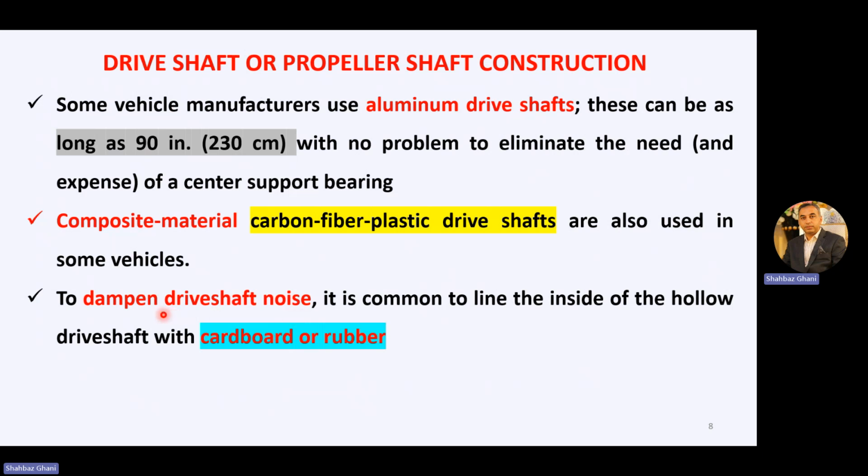it is common to line the inside of a hollow drive shaft with cardboard or rubber. So to dampen the noise, we line the inside of the hollow drive shaft with cardboard or rubber.